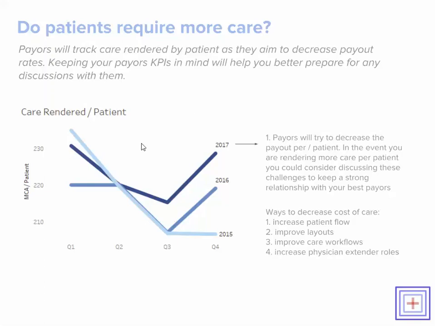So what this chart's showing here is that over time, for whatever reason, the care rendered by patient in Q3 and Q4 has gone up year over year. So why has this happened? You're going to want to understand the reasons for these things, and if there's ever a large increase, just be aware of the fact that you want to self-audit and review these issues with your payers ahead of time.